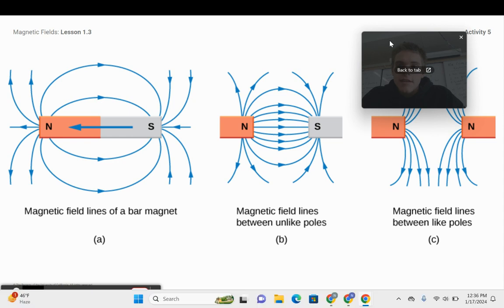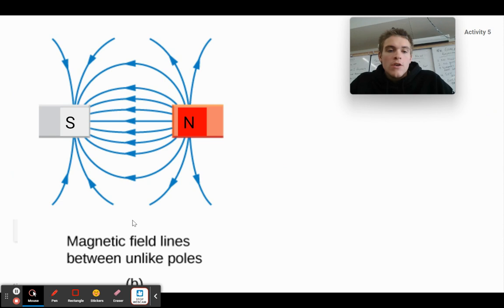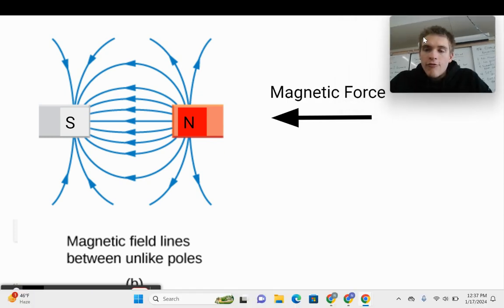Magnetic field lines can show you how the magnets are going to interact. Unlike poles, north and south, the magnets are going to attract to one another. With like or similar poles, the magnets are going to repel from one another. So in a magnetic field between unlike poles, the magnetic force is going to draw the magnets together to the left.